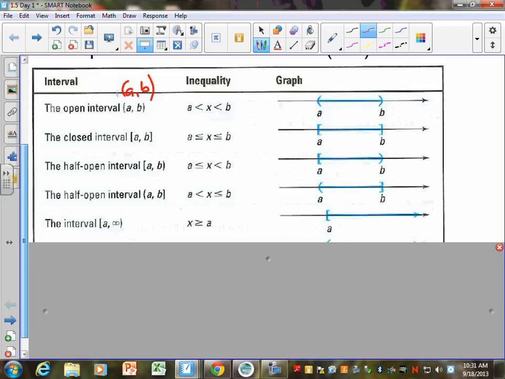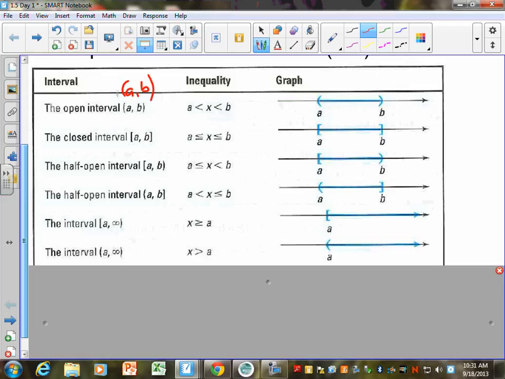Infinity is not a number. Infinity is like a concept, infinity just keeps going, right? There is no biggest number. So when you write infinity, you never put a bracket because it's not a number, it's not closed. So if you have a number that keeps going on forever, including a, we say bracket a to infinity, bracket, and we shade all the way to the end of the graph, right? We shade an arrow because it keeps going forever and ever and ever.